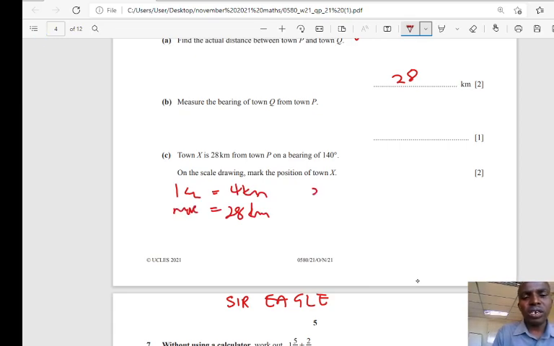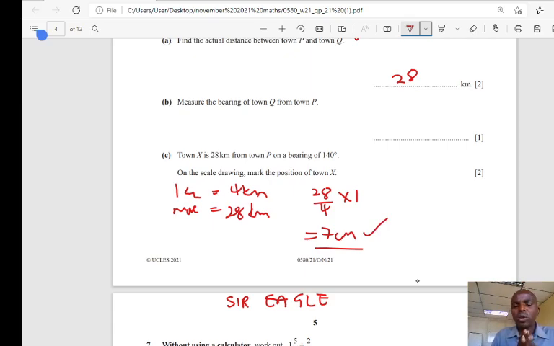So it will be 28 over 4 times 1, which is 7 centimeters. Which means X is 7 centimeters from town P, right? So the bearing of X from town P is 140 degrees.